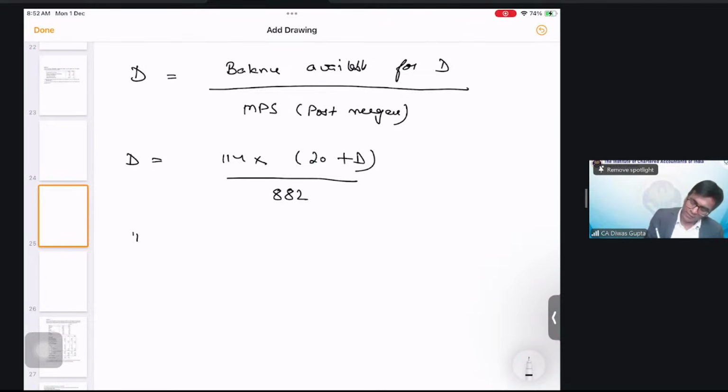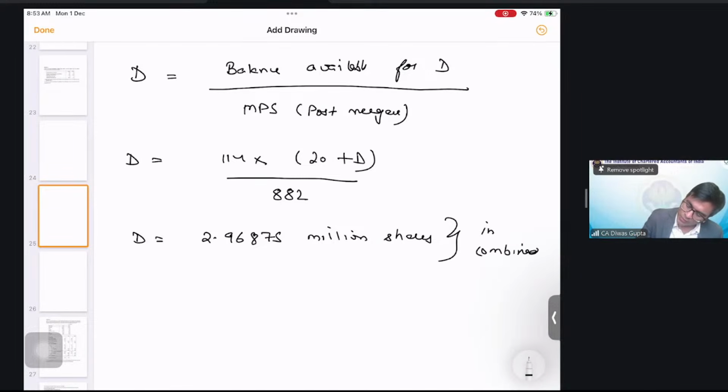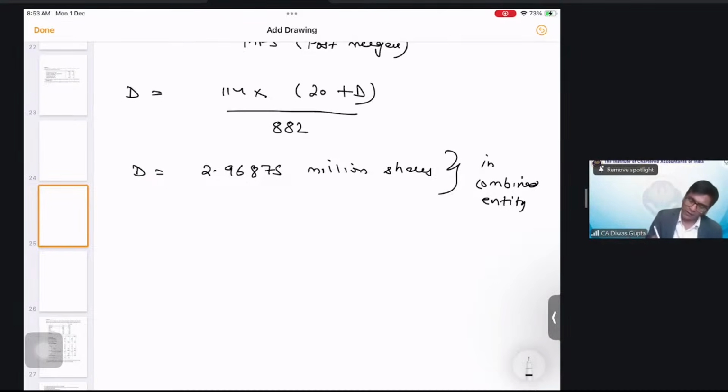So D becomes 2.96875 million shares. So this is in combined entity, these much shares to be issued. Clear? So this will represent D, which is the target company. Now using this, we can calculate the exchange ratio.